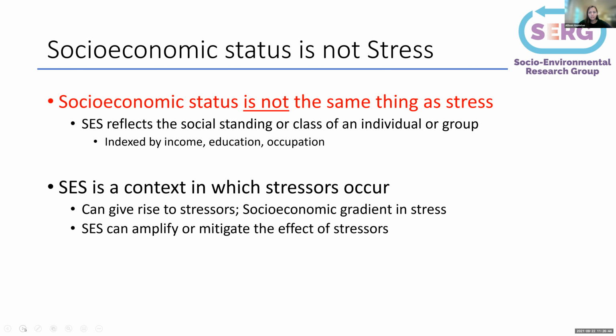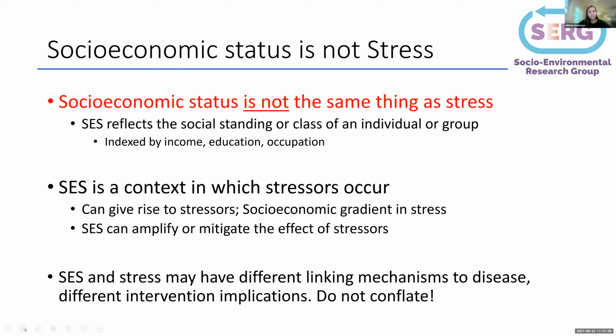SES can give rise to stressors, and in fact, there's a socioeconomic gradient in psychosocial stress, whereby people in the lower tiers of the social strata tend to experience higher levels of psychosocial stress than people at higher levels of the social strata. Socioeconomic status can amplify or mitigate the effect of stress. It can play that effect modification role.